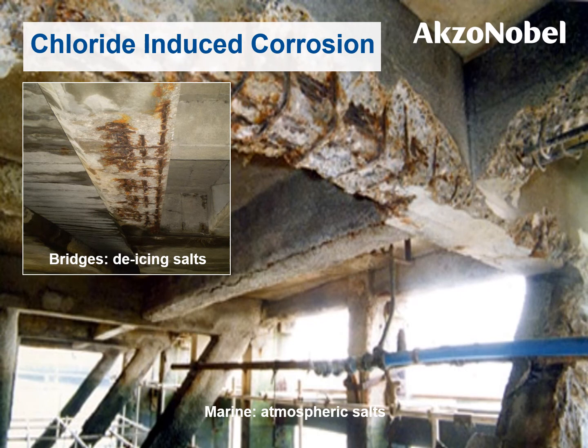Chloride contamination of reinforced concrete can bring about an aggressive form of corrosion, often characterized by some bright orange staining. In the small image to the left, we can see the effect on bridges where washed de-icing salts will cause chloride-induced corrosion. And atmospheric salts are a constant threat to all marine structures.